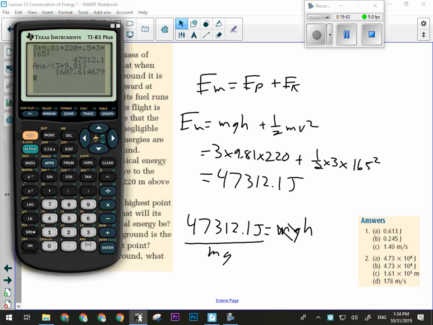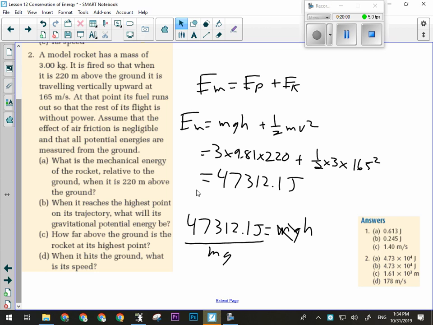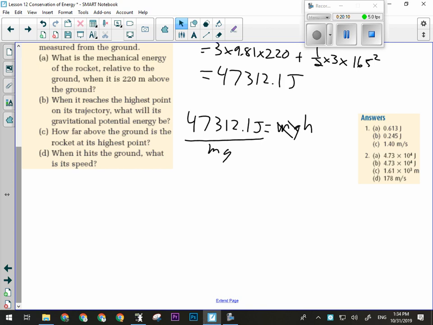All right, so it's at 1.61 times 10 to the 3 meters, so 1.6 kilometers approximately. Everybody follow what I did there? Okay, I just said all the mechanical energy is potential, and I calculated the height using the potential energy formula. Okay, and then for part D, when the rocket hits the ground, what is its speed? When it hits the ground, all of its energy will be kinetic. So then this number, again, is now my kinetic energy.